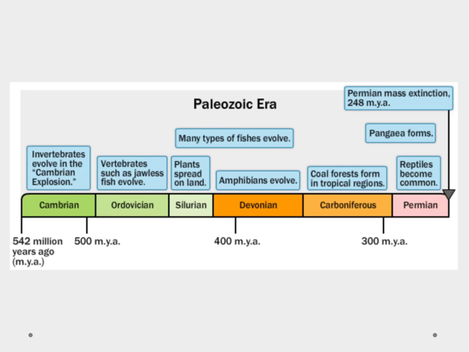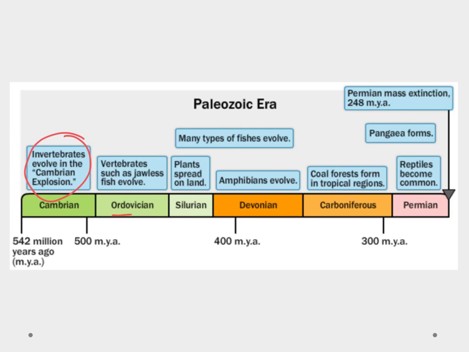Okay, so what happened during the Paleozoic Era? Well, back in the Cambrian period, about 500,000 years ago or so, we have this invertebrate explosion. It's called the Cambrian explosion, and that's where we had a more stable Earth environment, and that allowed life to start to explore, fill, and adapt to all these different niches.